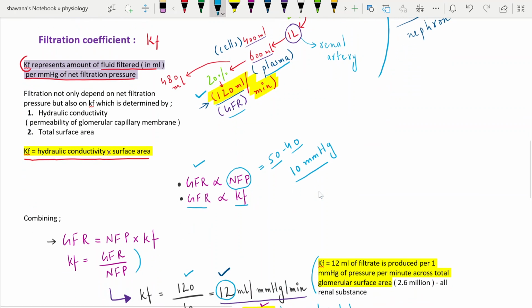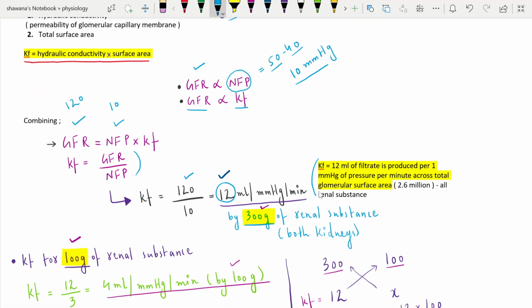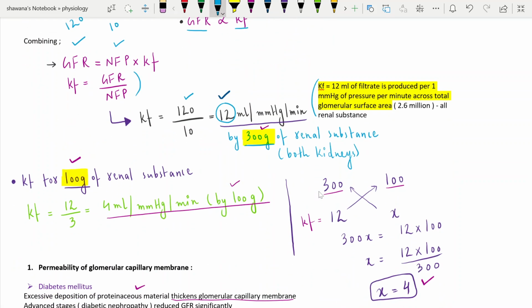Okay, after that we can calculate the filtration coefficient. Net filtration pressure we know, which is 10, and GFR we know, which is 120, and according to this formula we obtain a number of 12 ml per mmHg per minute. It is for both kidneys. Both kidneys means 300 gram of the renal substance. For 100 gram we can just cross multiply and we obtain 4. 4 ml is for the 100 gram of the renal substance.